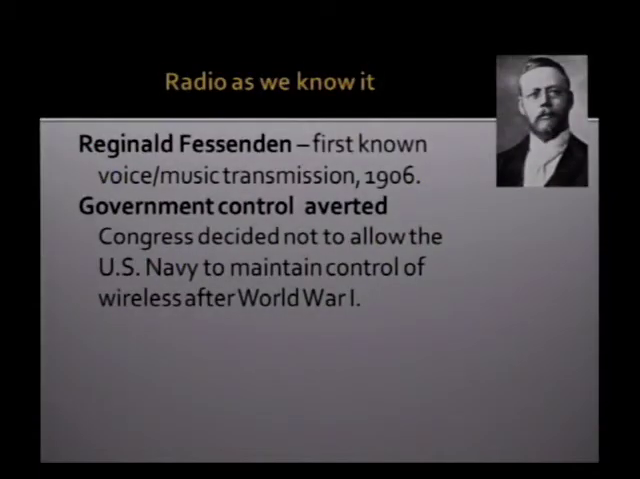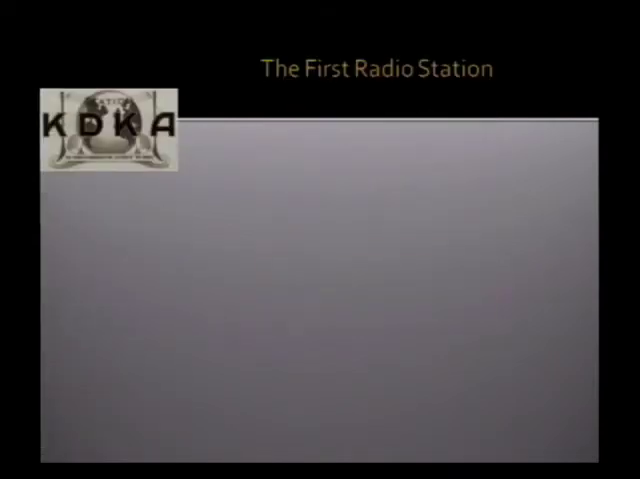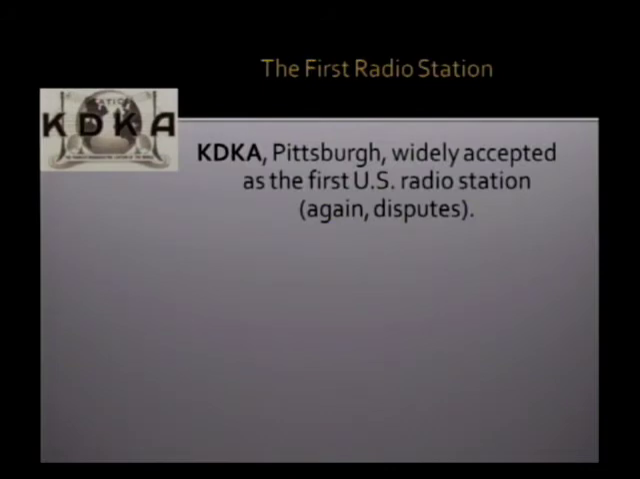After the war, the U.S. Congress told the Navy, okay, it's time to let go of control of this technology, and it reverted back to private ownership. And from this point on, U.S. radio and TV would actually remain under private control, although the government still does have a vested interest in regulating it.